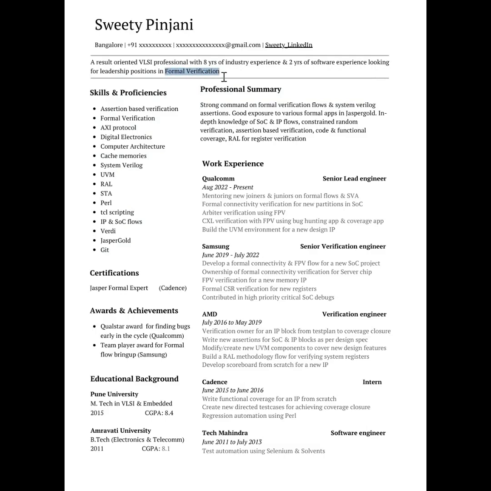So it is clear now how many years of experience they have, in which domain, and what kind of opportunities they are looking for. Now, since the person has a good amount of experience and also a good amount of skills, they wanted to divide the resume into two columns. So here, the resume is divided into two columns. Some information is present on the left and some information is present on the right.